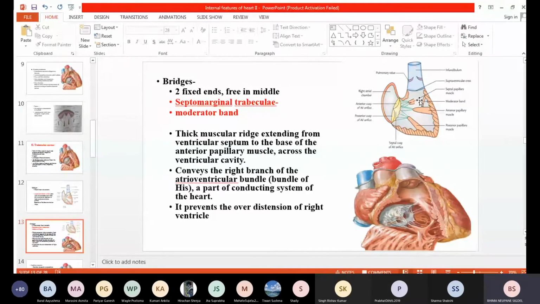Whatever you can write, it is important for exams again. So the septomarginal trabecula is also a connecting part only, connecting different parts of the wall.